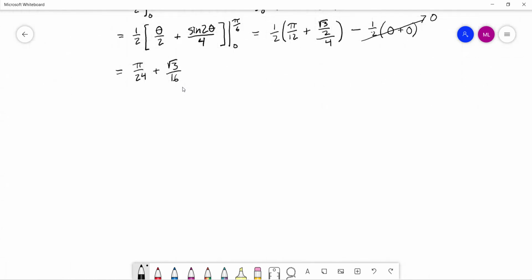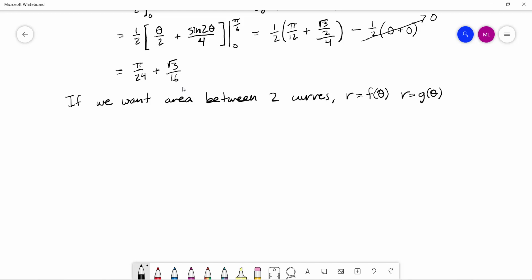Just as an FYI, if we want the area between two polar curves, what we need to do is the following. So let's say that one is r equals f of theta and the other one is r equals g of theta, where, let's say for the interval that we care about, f of theta is uniformly larger than g of theta. So it's the outer curve. F of theta is outer, so to speak, because the radius is larger there.